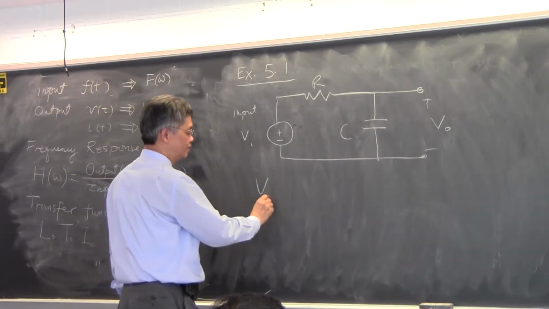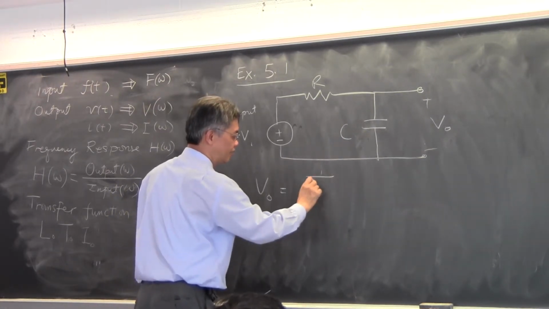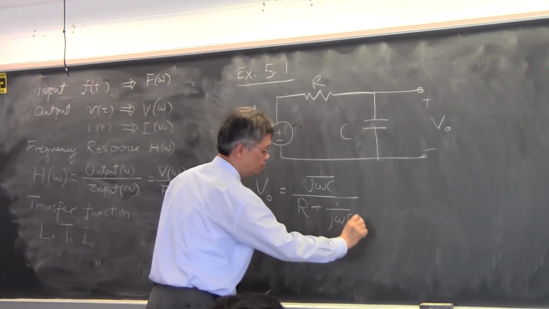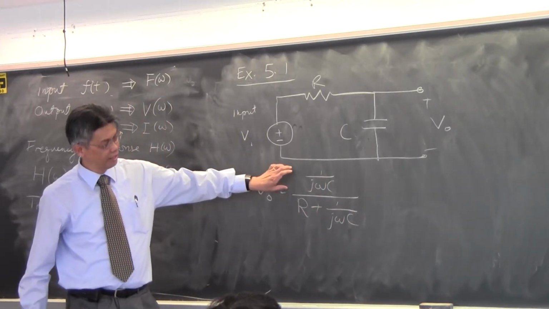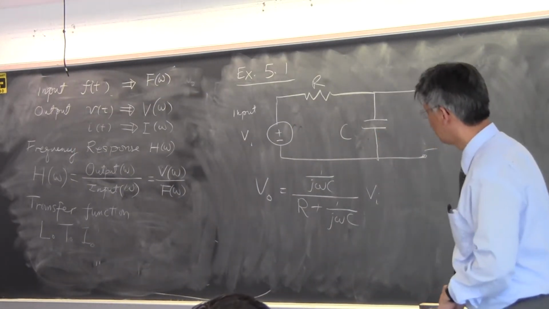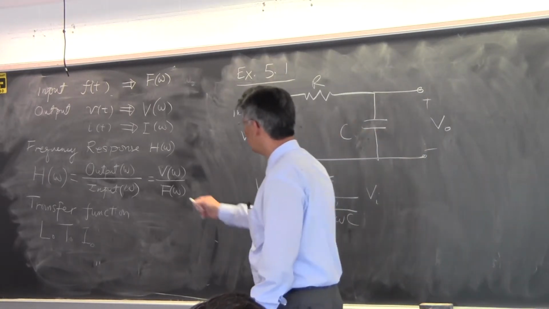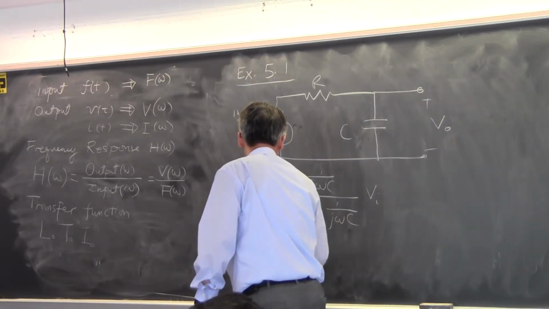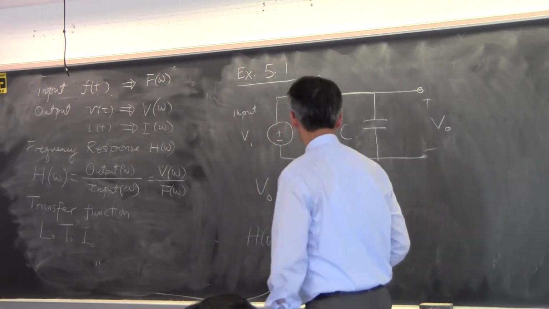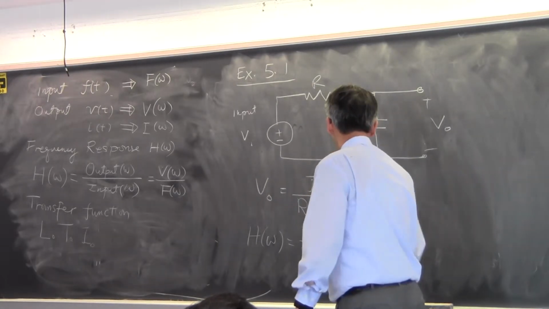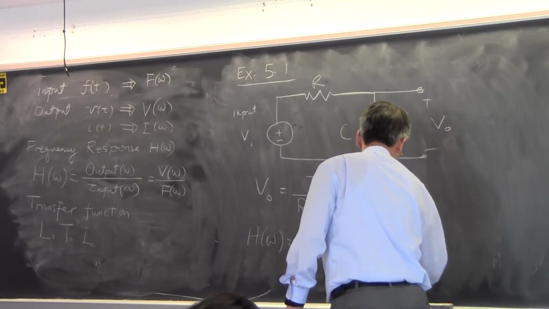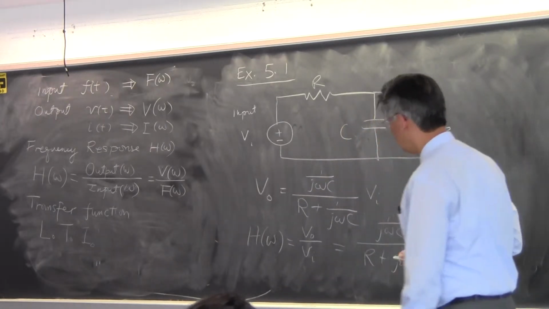Voltage divider: V out is just equal to the impedance of this, which is 1 over j omega C, divided by the total impedance. So the voltage divider formula gives me this, and this times Vi is equal to that. And then the transfer function, or the frequency response, is just the ratio of V out over V in. It will be this quantity over here, which is 1 over j omega C over R plus 1 over j omega C. But this form looks ugly.